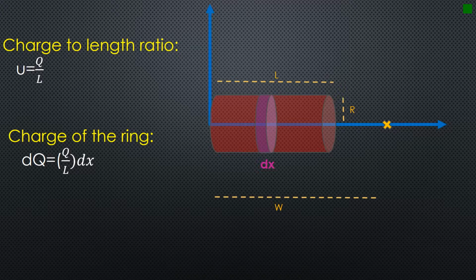To find the electric field at location A, first find the electric field at location A due to one piece of the cylinder, and then integrate to find the field due to the entire cylinder. Consider a single ring a distance z from location A. The charge on the ring is equal to the product of the charge per unit length of the cylinder and the thickness of the ring dx.